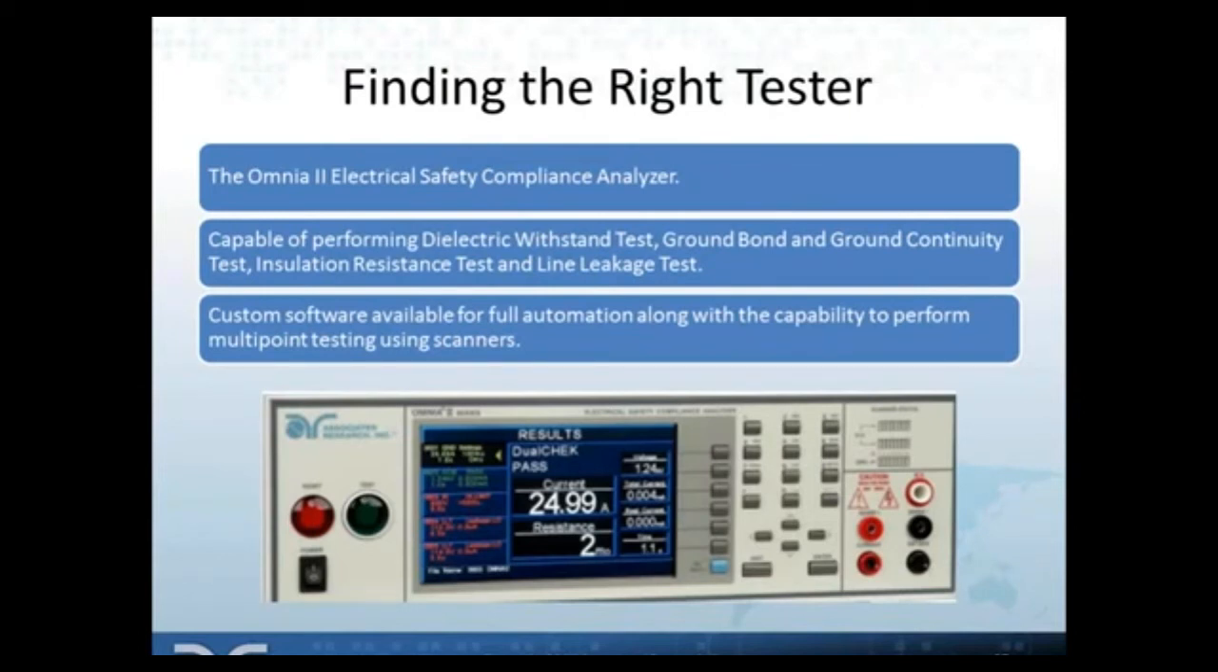Here's an example of one of our testers, which is a complete electrical safety compliance analyzer called the Omnia 2 series. This tester is capable of performing the dielectric withstand test, the ground bond, the ground continuity, the insulation resistance, and the functional tests such as the line leakage test.